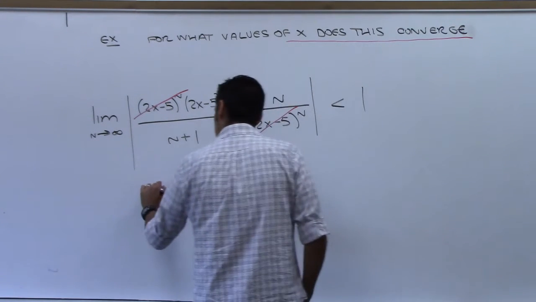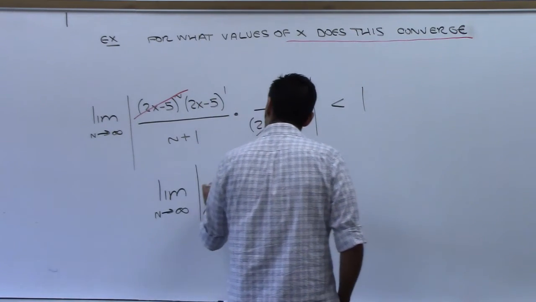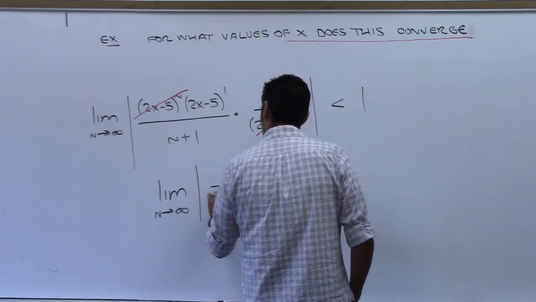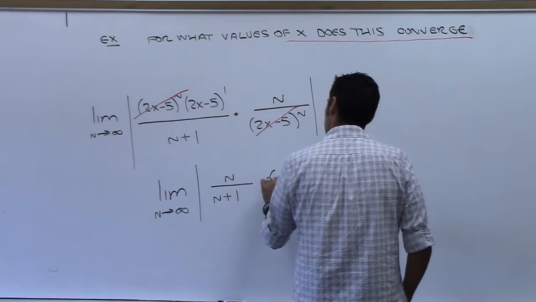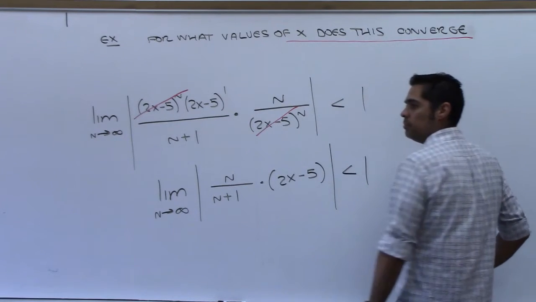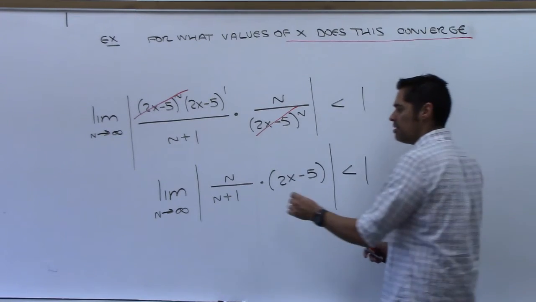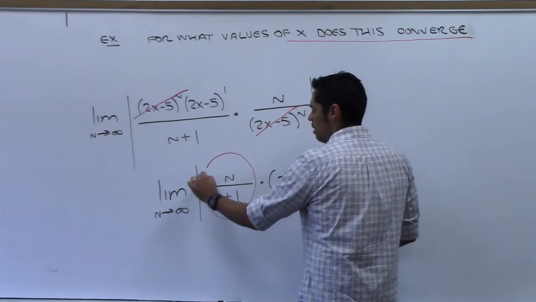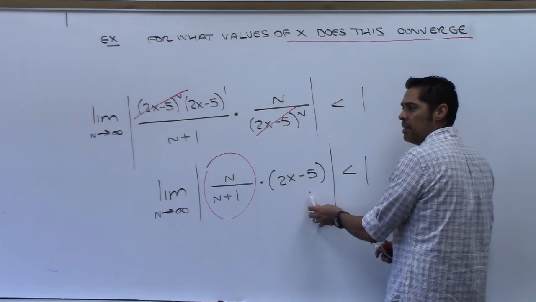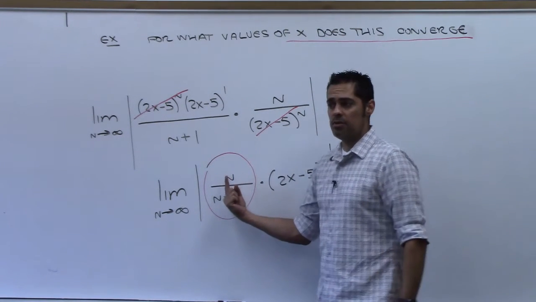So let's see. Is this the same as the limit as n goes to infinity of the absolute value of n over n plus 1 times 2x minus 5? Is that true? I like to do this. I like to split up the part that's being controlled by n. I like to remove it from the part that's not being controlled by n. And I like to look at that part and just say what happens as n goes to infinity there. L'Hopital, right? You just get 1 here, don't you?